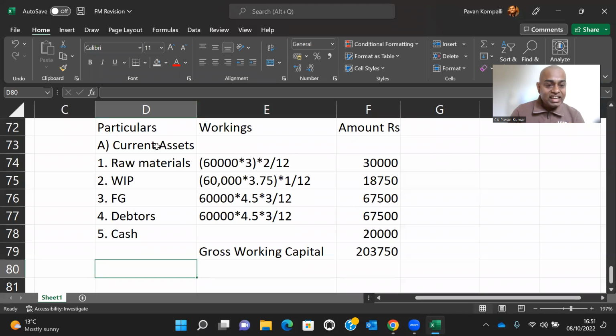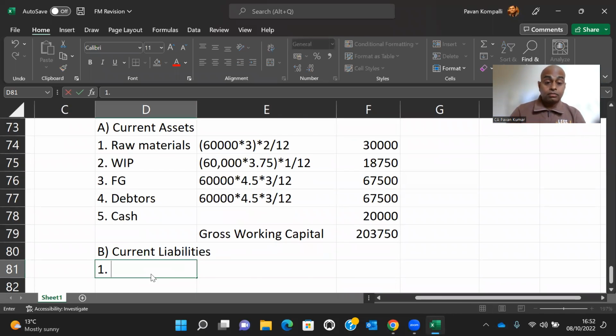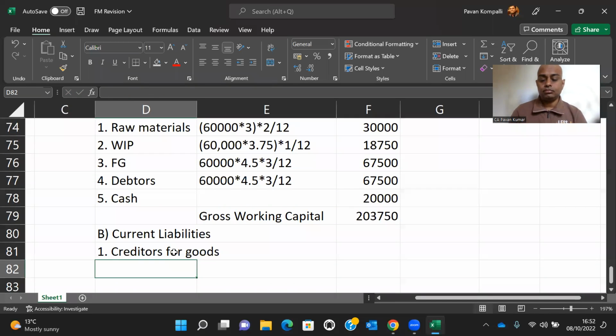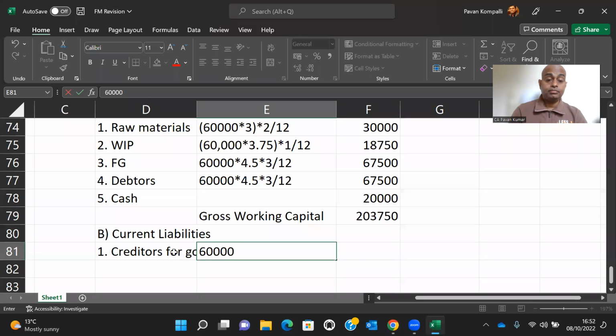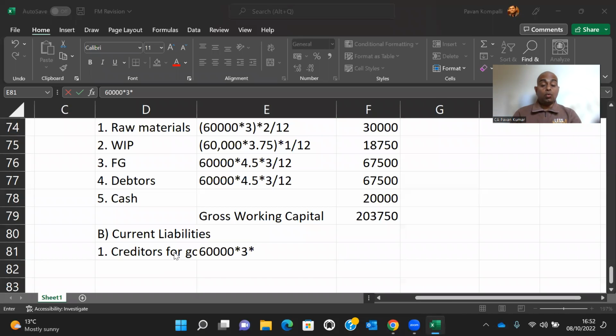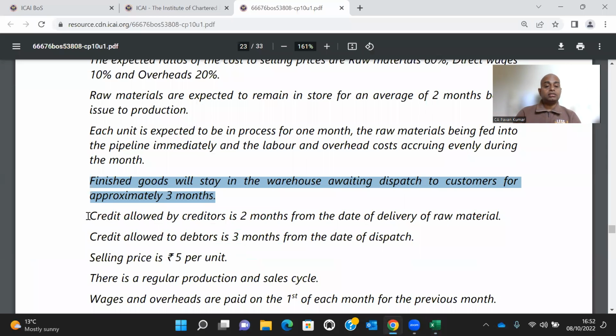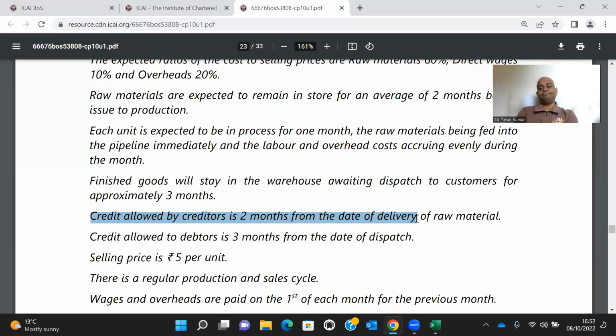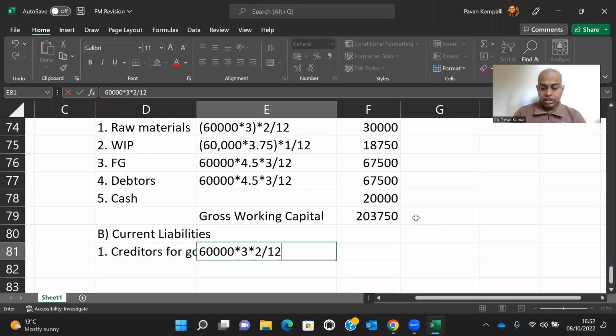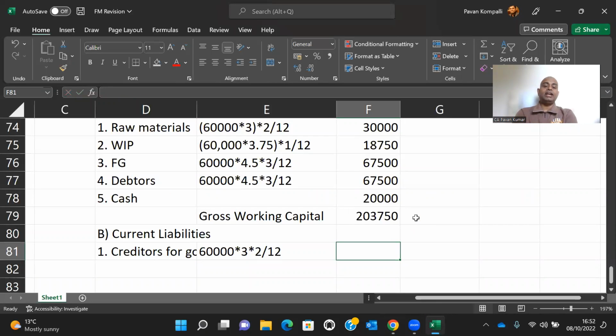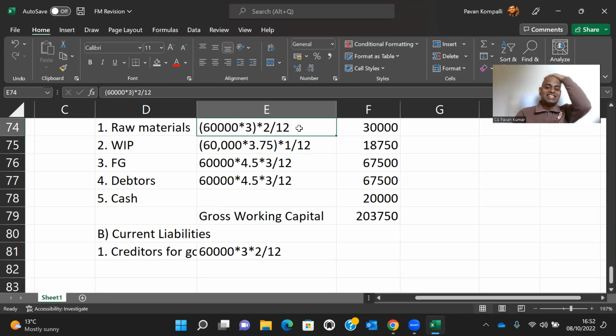So I have put A here, current assets. Now B, current liabilities. Under that one, what current liabilities do they have? Creditors for goods. Okay, 60,000 units you purchased at 3 rupees, no? Correct. What is the credit period allowed by creditors? 2 months. Into 2 by 12. Can you calculate again? Already the same calculation is there here, no?